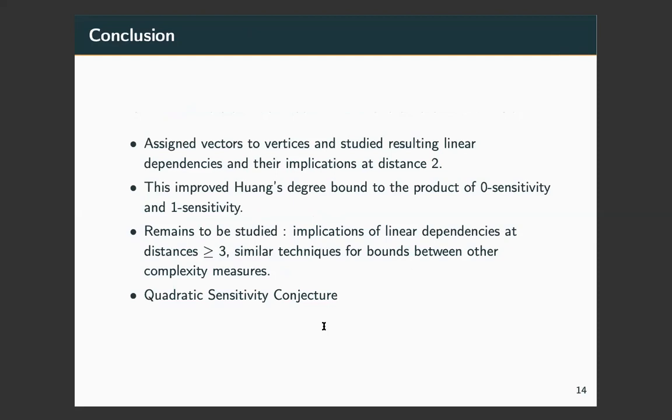To conclude, we have assigned vectors to vertices and studied resulting linear dependencies and their implications at distance 2. This improved Huang's degree bound to the product of zero sensitivity and one sensitivity. There are several interesting directions to pursue, such as the implications of linear dependencies at distances greater than or equal to 3, and similar techniques for bounds between other complexity measures. The quadratic sensitivity conjecture, as originally posed by Nisan and Szegedy, remains unsolved. Thank you.